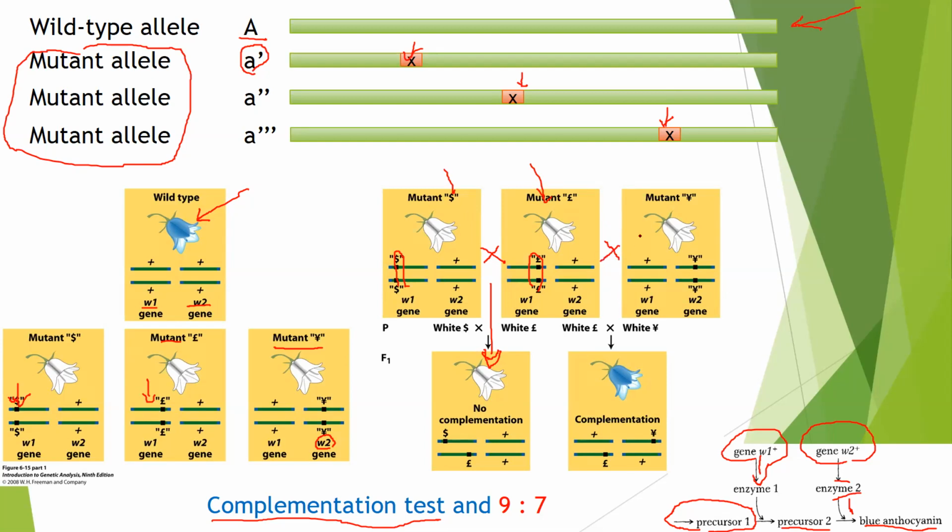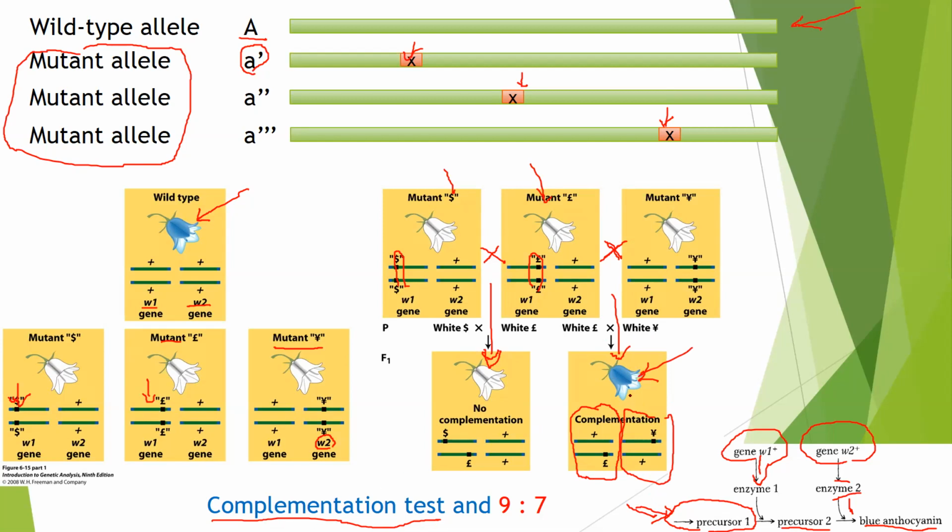Now if we cross these two mutants, we're going to get a wild type. Why is that? Because the mutations of these two mutants are occurring on two different genes. So if we cross these two mutants, for this gene we get a heterozygote, and for the second gene we also get a heterozygote. Both are functioning, and the pathway is functional in this case, and then we're going to see the wild type. So that's the complementation test.